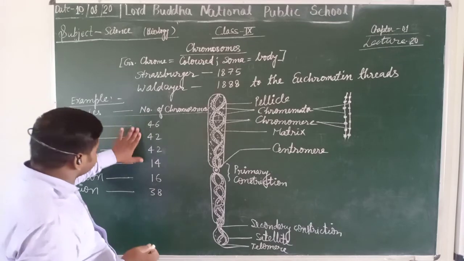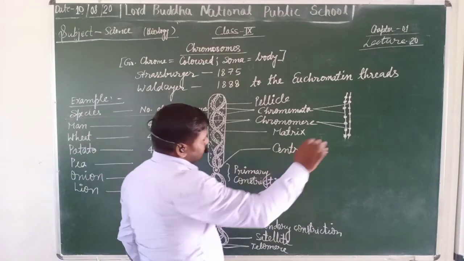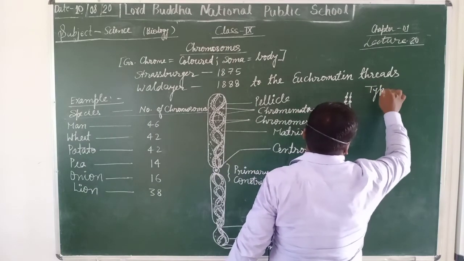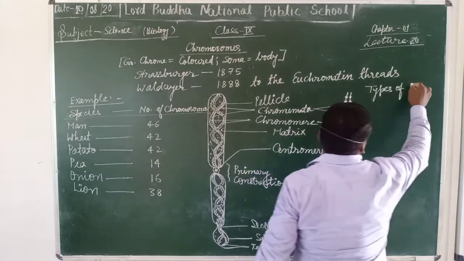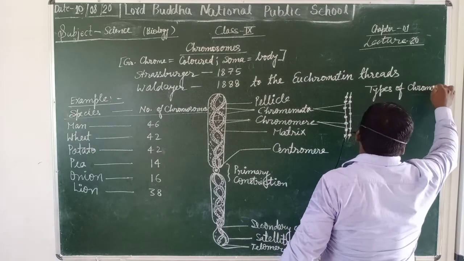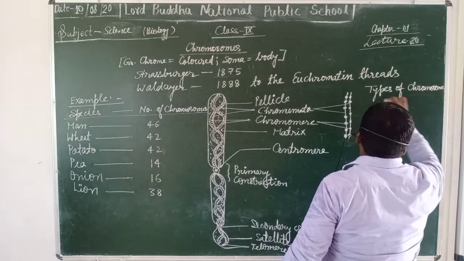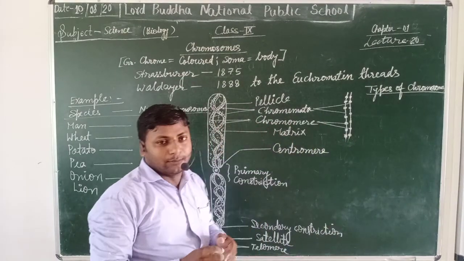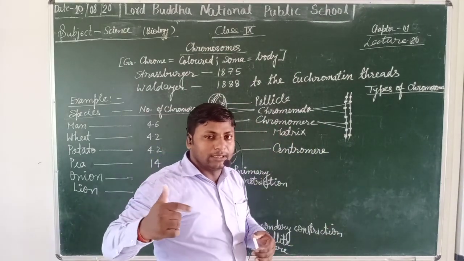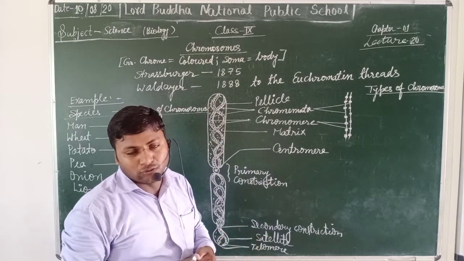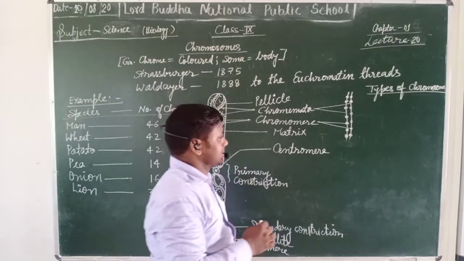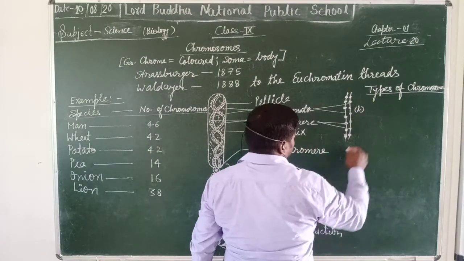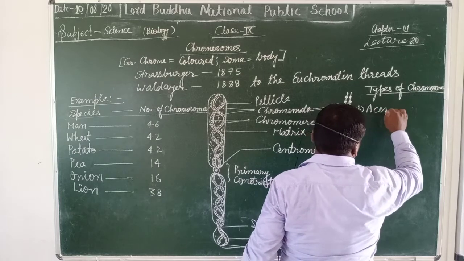Now students, we are also discussing the types of chromosomes. There are mainly 4 types of chromosomes, but one type of chromosome may also be present in different kinds of species. First I take the specific type of chromosome, that is acentric.